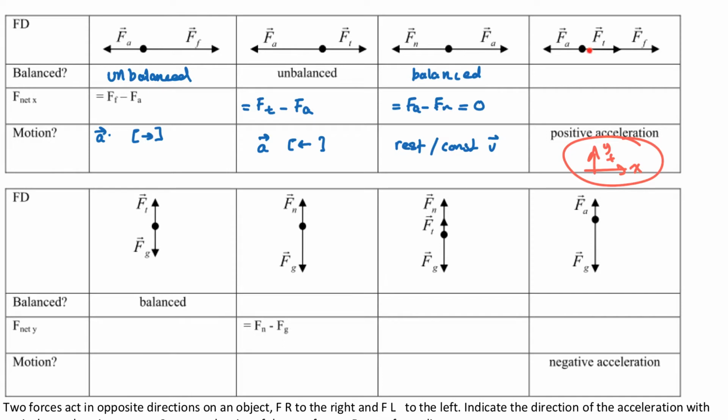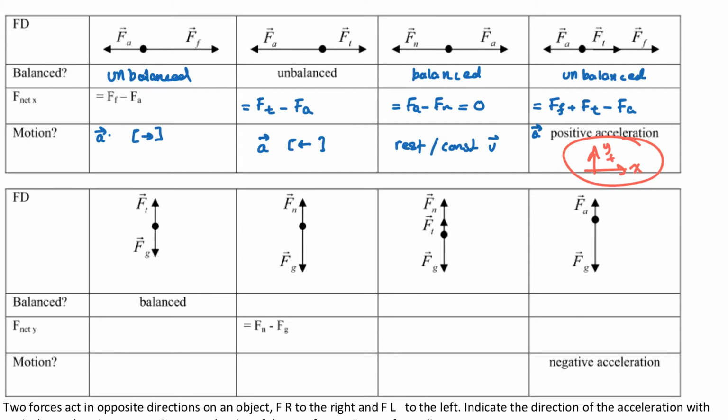Okay, for this one over here, we got two forces acting in this direction and one acting in this direction. The magnitude to the right is a lot more than the one to the left, so this is for sure unbalanced. And the net x, I'm going to take all the ones to the right as positive, plus Ft, minus the one that's going on the left. And this is accelerating in the positive direction, or to the right in this case. Okay, that was our first one.